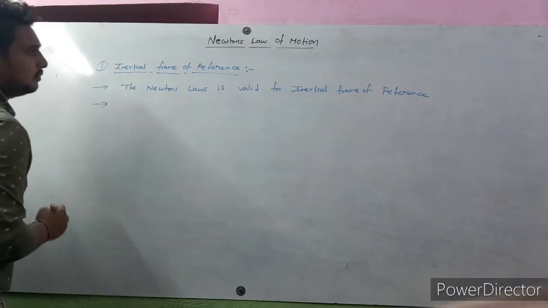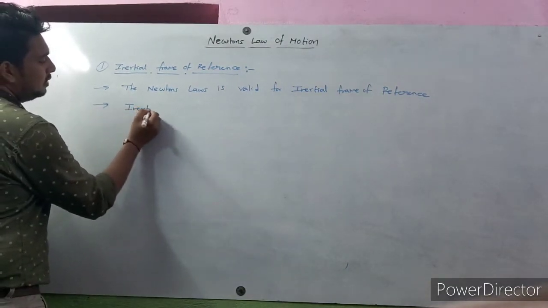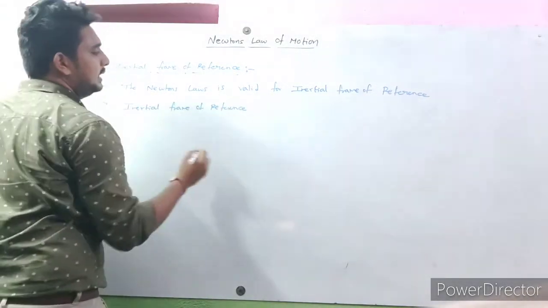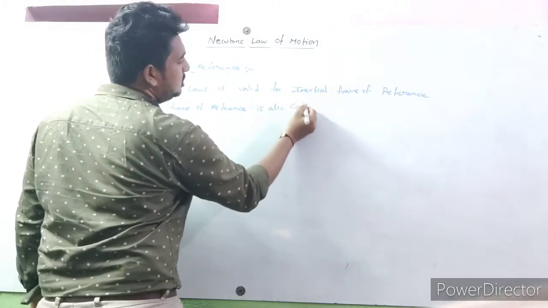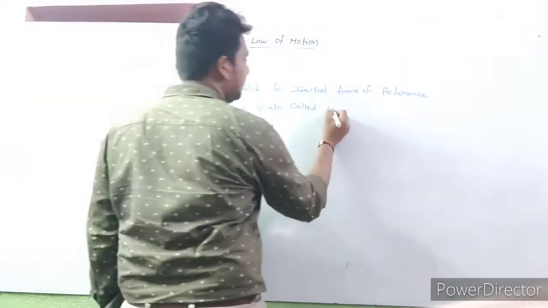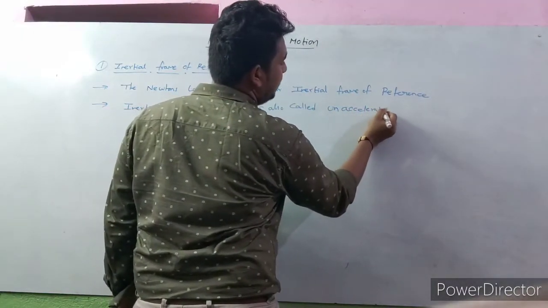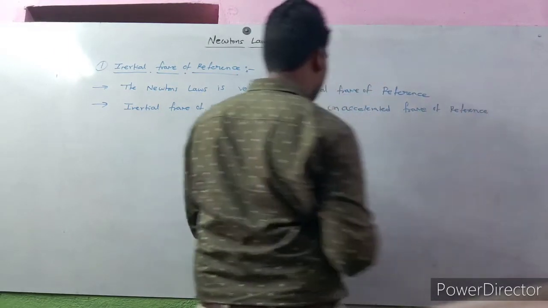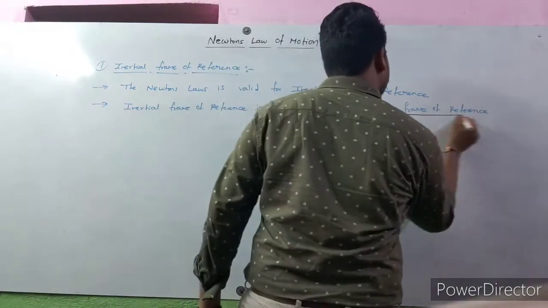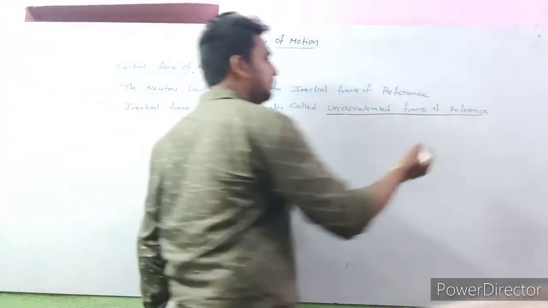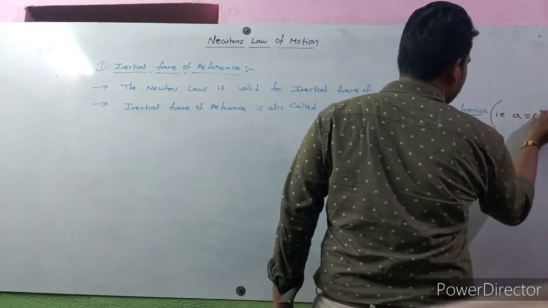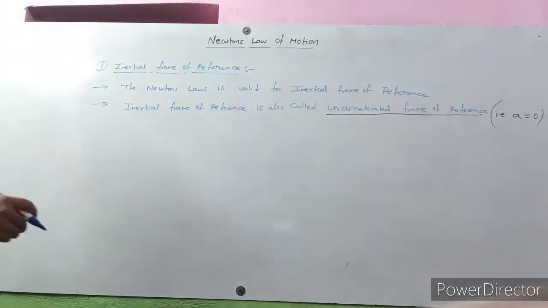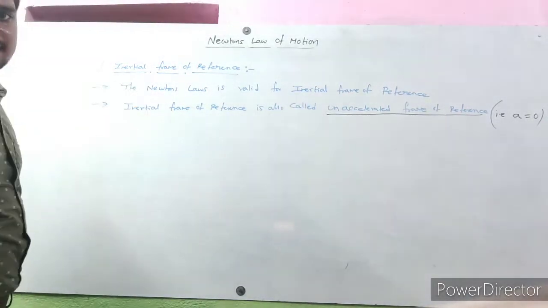Next, inertial frame of reference is also called unaccelerated frame of reference. This point is very, very important. What is the meaning of this? Unaccelerated: a is equal to 0, so acceleration is equal to 0. Inertial frame of reference is called unaccelerated frame of reference. That means acceleration is equal to 0.